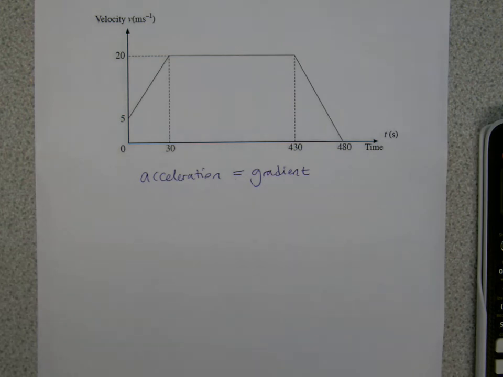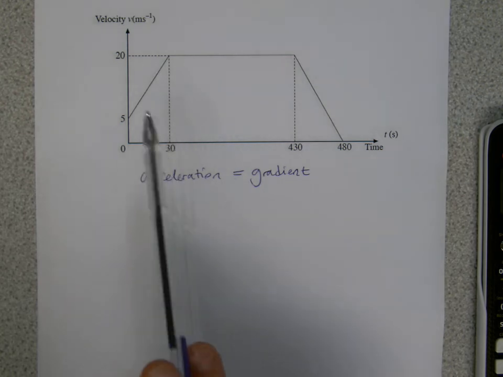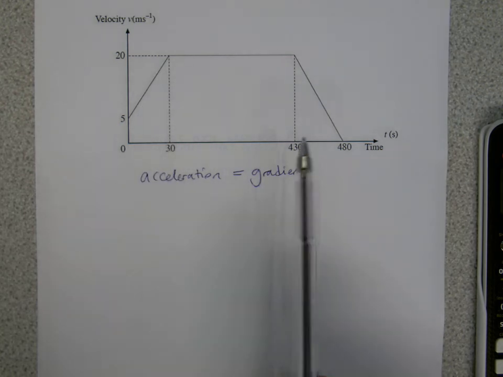Okay, so with the velocity time graph, there are a couple of important things you need to remember. The first rule is that the acceleration can be worked out if you determine the gradient. So the acceleration is the gradient of the line at any particular time.